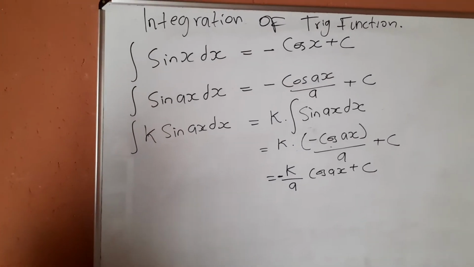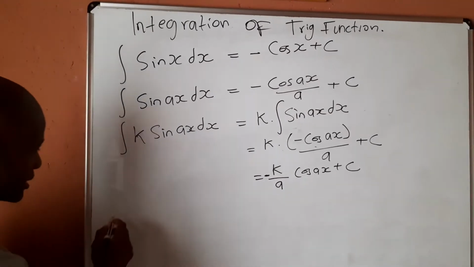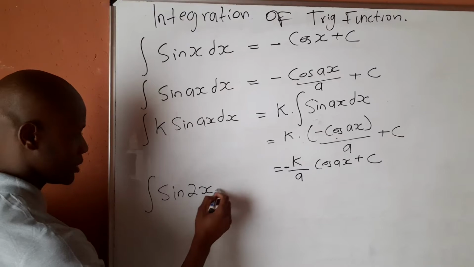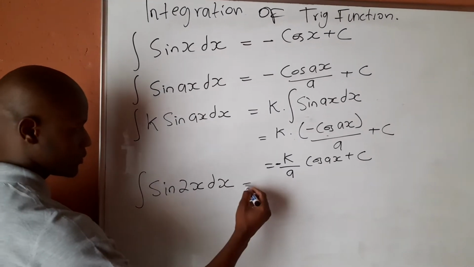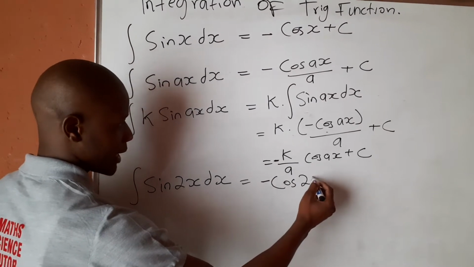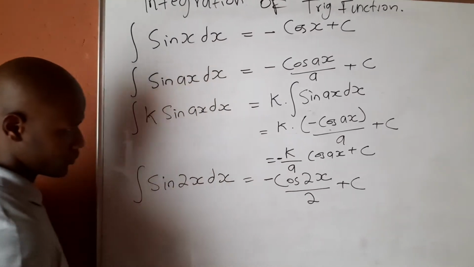Now let me do some examples applying these formulas. They can say integrate sine 2x dx. When we integrate sine 2x dx, it is going to be negative cos 2x divided by 2 plus c.